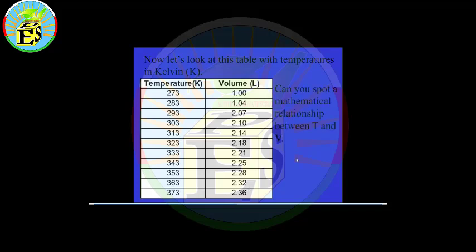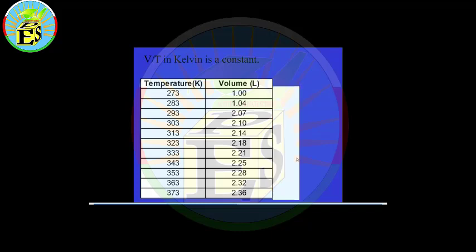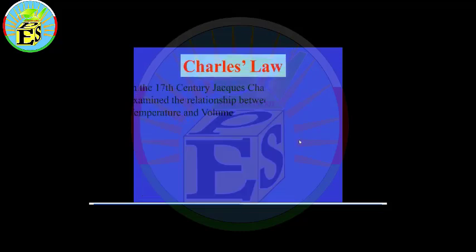Can you spot the mathematical relationship between T and V? Yes. V over T in Kelvin is a constant. If we divide volume over temperature, I will have a constant value of 0.0037. This is a constant, and this relationship, this law, is called Charles's Law.